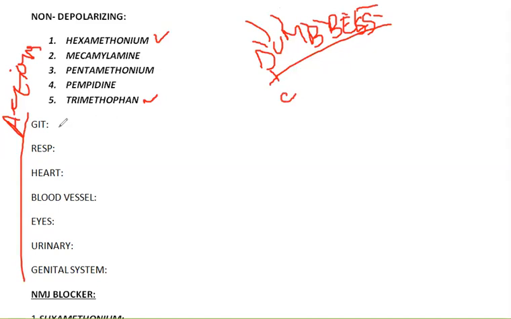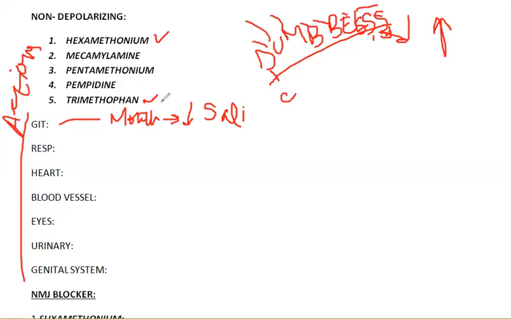Now let's go one by one. If I'm talking about GI, it includes mouth, since we start the GI tract from mouth. In mouth, if there was increased salivation in cholinergic, DUMBBELS has double S, one for sweating, one for salivation, you will see decreased salivation in antagonists. Your mouth will become dry if you use these drugs, dryness of mouth.